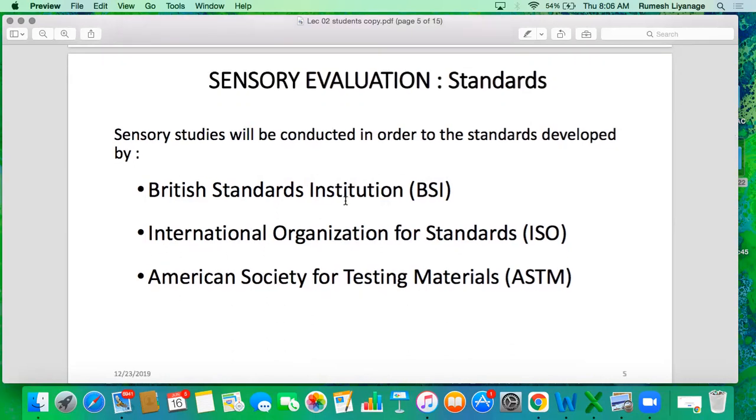Right. And standards we have discussed in your quality management module. What are the standards, right? You are already familiar with standards. ISO standards are there, HACCP. Likewise, there are different standards. But when it comes to sensory analysis, we have different types of standards. Different institutes are also available. Among all these institutions, I have selected three here. The first one is British Standards Institution, BSI. The second one is International Organization for Standardization.